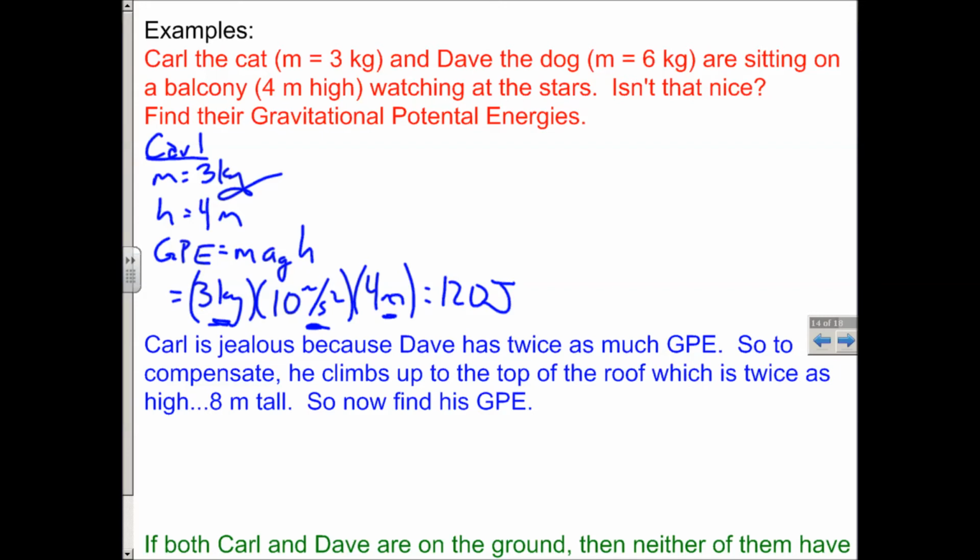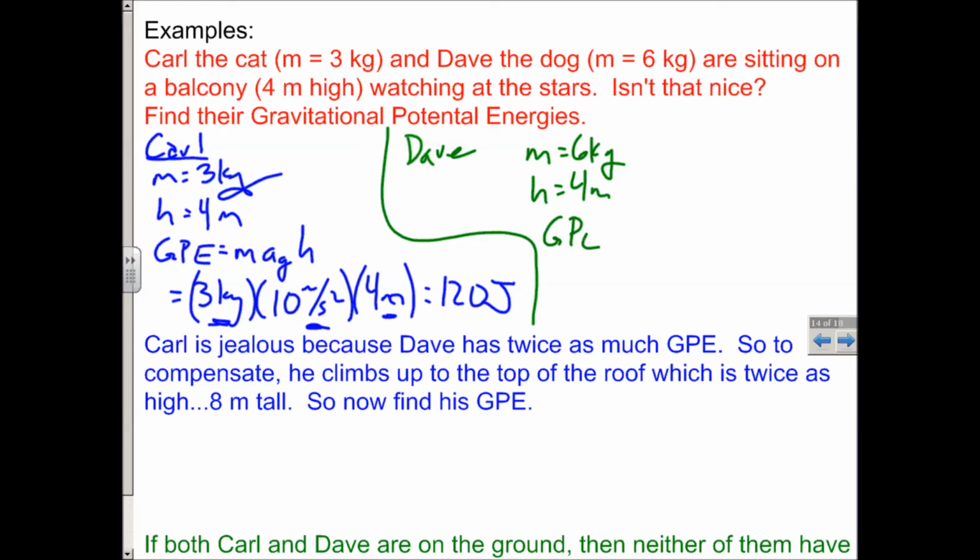Okay, so there's that. Do the same thing now for Dave the dog. He has twice as much mass, same height. So let's find his GPE.